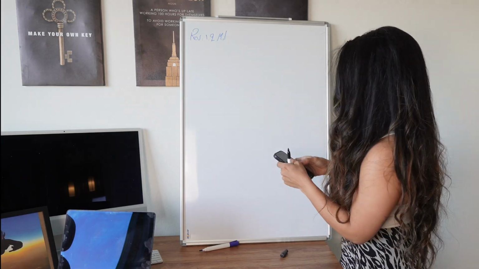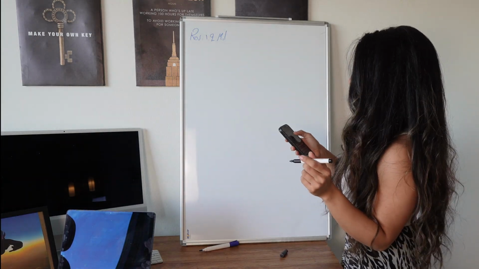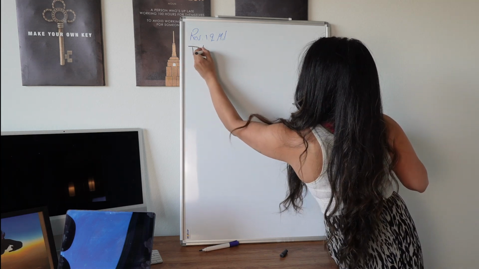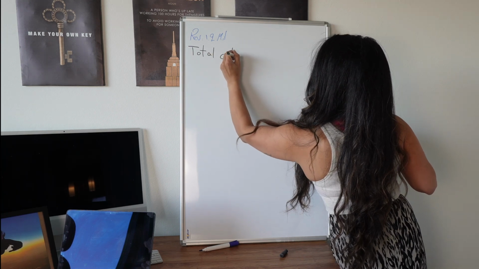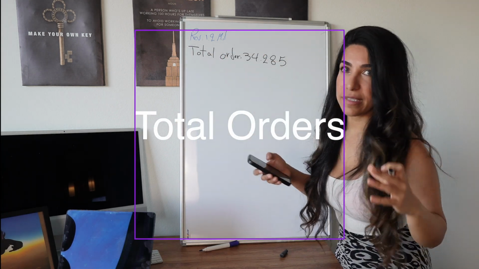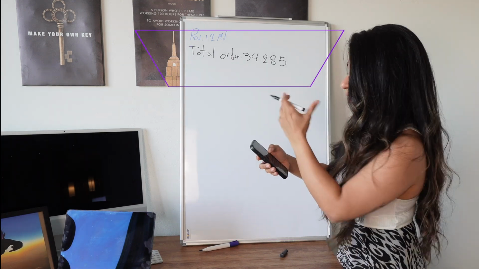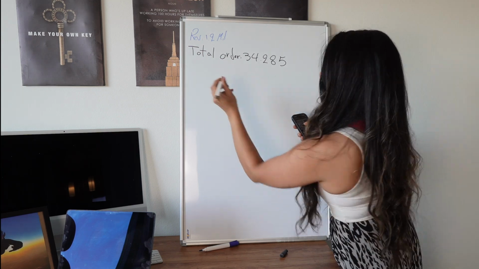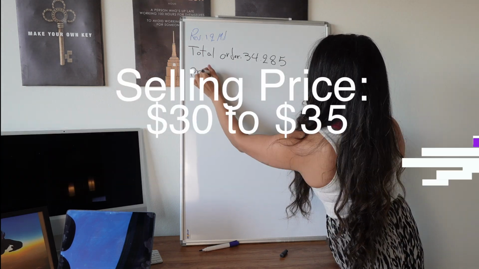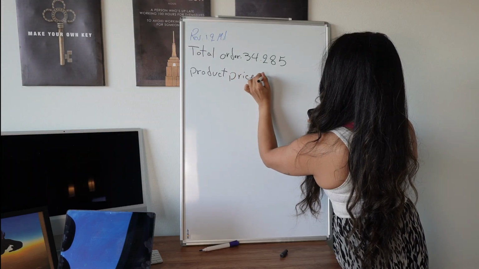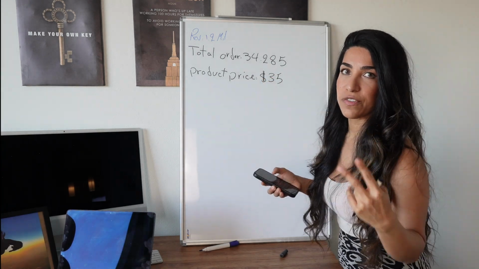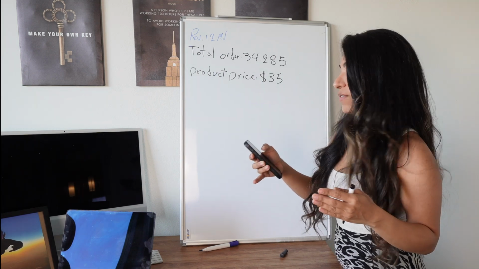So the total orders, we had total orders of 34,285. That's the amount of orders that people ordered from our stores. The product price was $35. Like I said, I'm rounding it up. We had 2 main products and a bunch of upsells, and they were all $30 to $35.